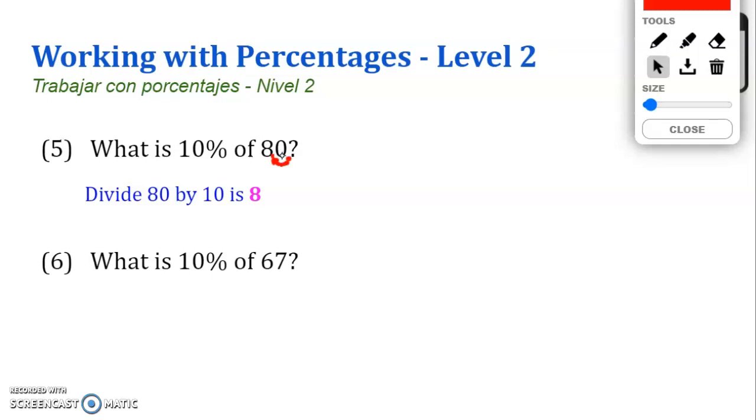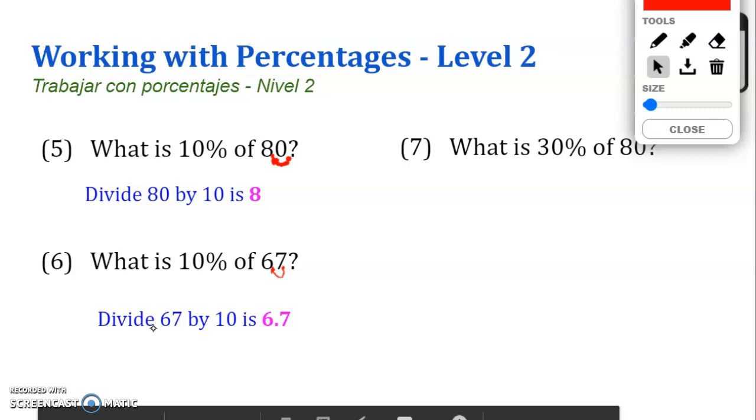What about 10% of 67? Again, the decimal point is currently right here, but you're going to move that one place to the left. That's going to make it smaller, so it's going to be 6.7. So 67 divided by 10 is 6.7.